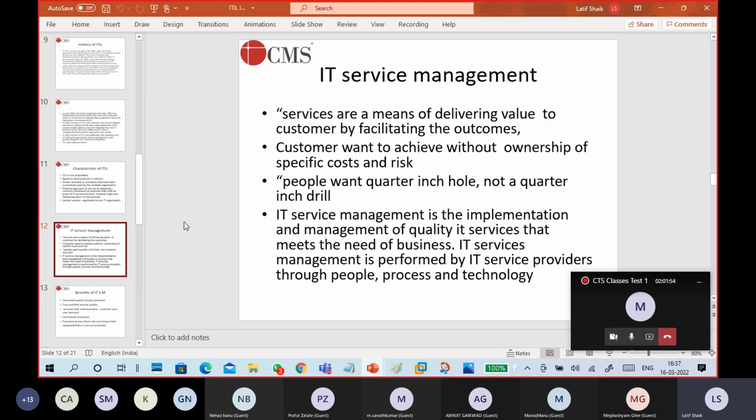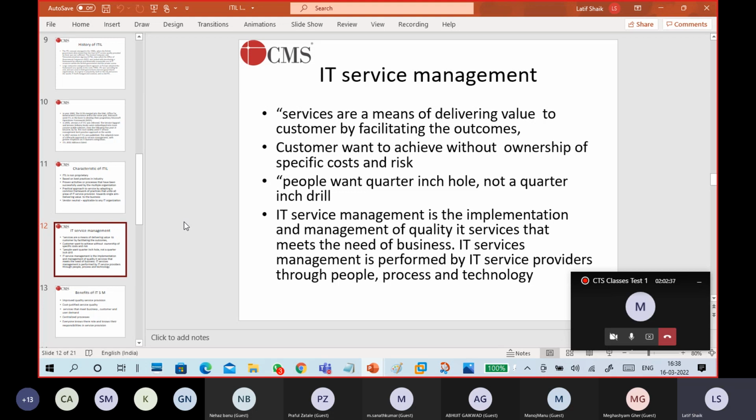People want a quarter-inch hole, not a quarter-inch drill. What is the meaning of that? It is what the customer requires, so they should get that. How you get it is a different matter. If I want to put something on my wall, then I need a quarter-inch hole. That's it. I ask a guy to make it. Whether you use a hammer, an electric drill machine or a manual drill machine, I don't care. I want a quarter-inch hole. That is what the customer requires. So provide it. How you get there is secondary.